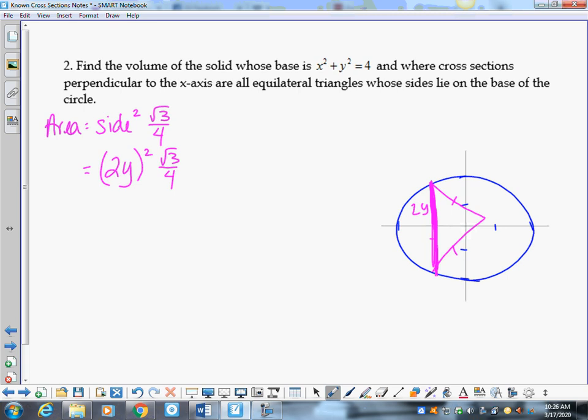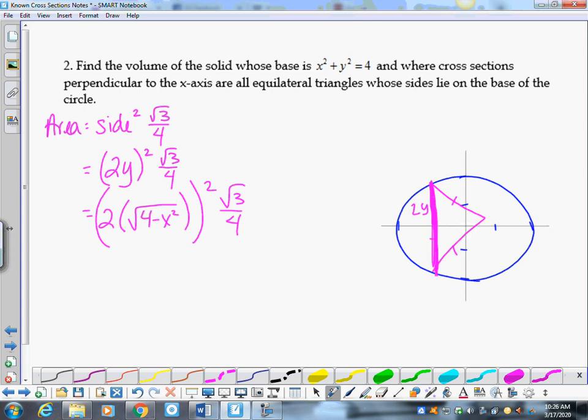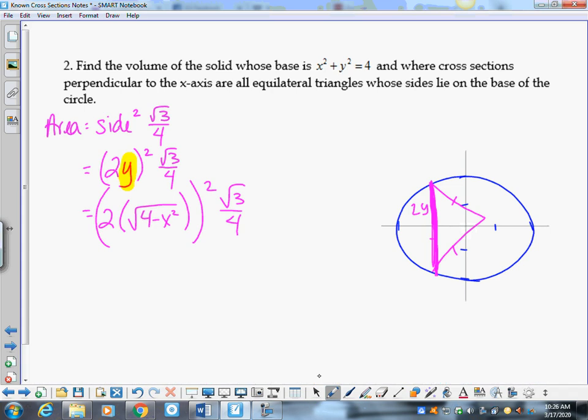Okay, but I don't want it in terms of y. I want it in terms of x because I'm slicing vertically. So 2 times the square root of 4 minus x squared, squared, times root 3 over 4. Okay, so what I just did is I replaced y with that square root because that's what y equals when you solve that circle formula for y. I just got that off of number 1.